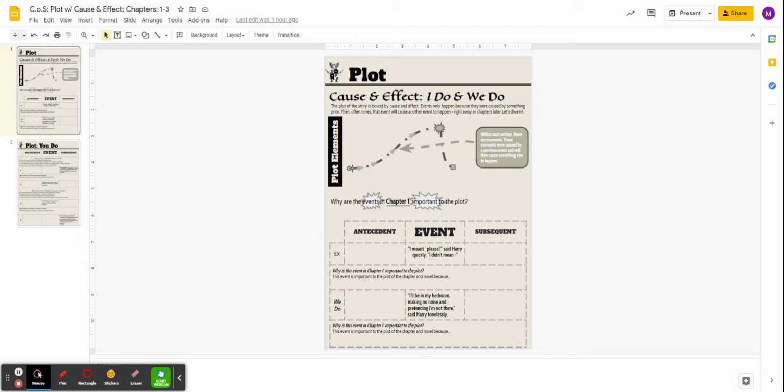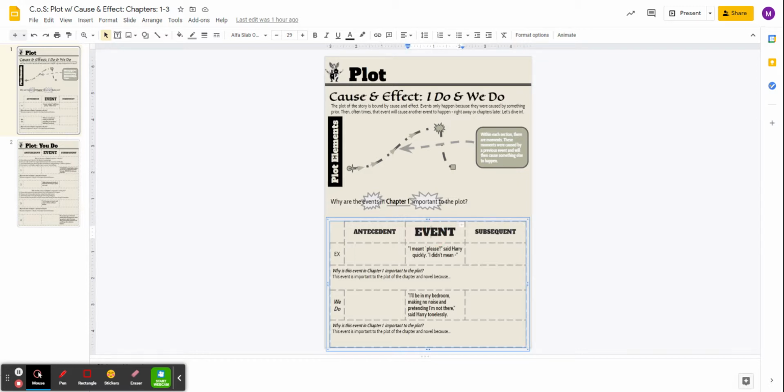So let's look at this chart that I've made for you to fill out to really analyze how this is going to go. We have our main events. That's going to be our middle column. And we have antecedent and subsequent events too. So antecedent is what caused the main event to happen. Subsequent means what happened because of this event. So this is almost like a timeline. What happened first to get to our main event, and then what happened last because of our main event.